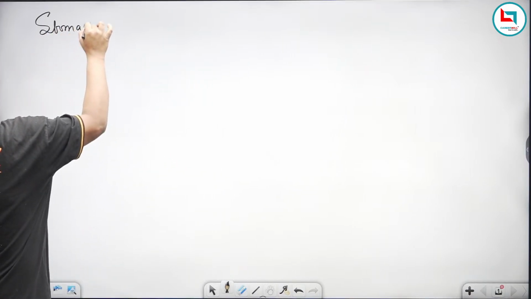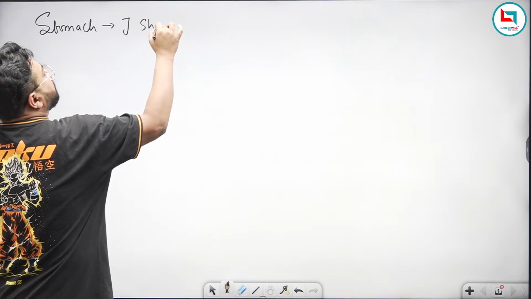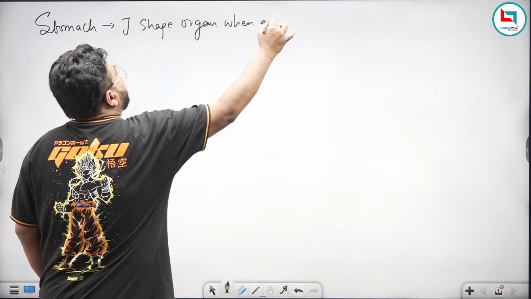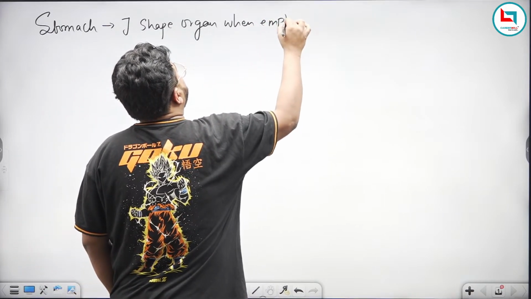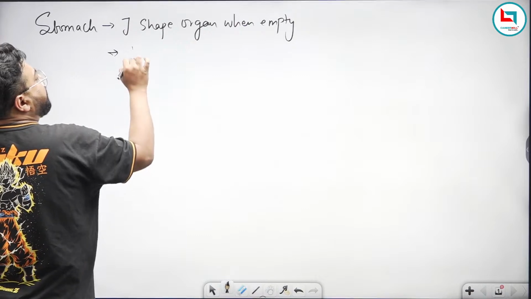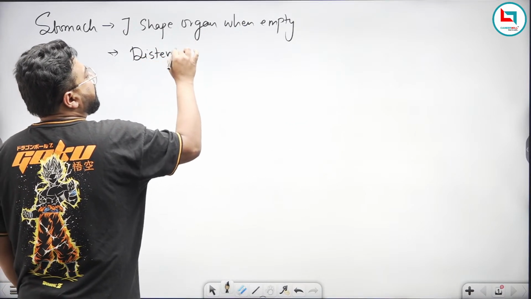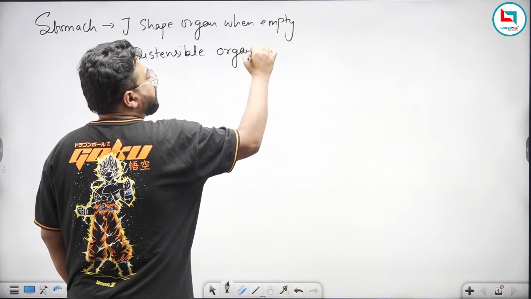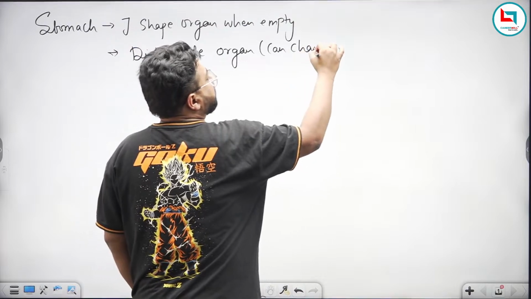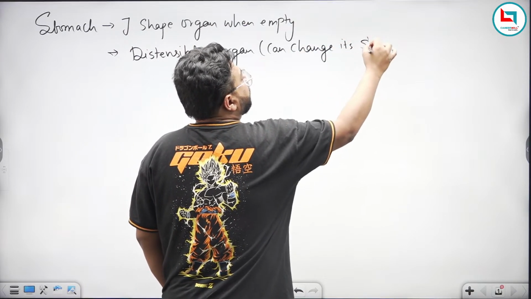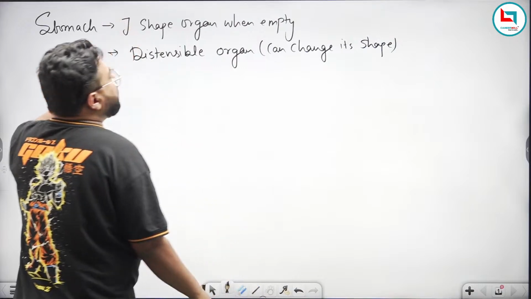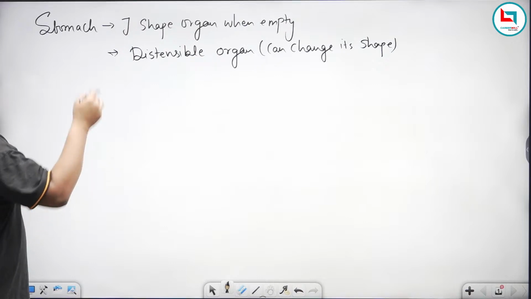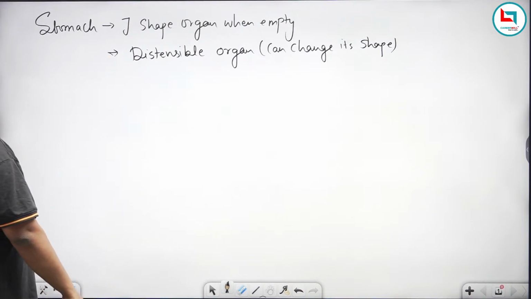Stomach. Now stomach is a J-shaped organ when empty. So when it is empty, it looks like a J shape, and it is a distensible organ, meaning it can change its shape according to the amount of food present in it. So when we eat food, this J shape will become nearly half spherical. That's why we call this organ a distensible organ.